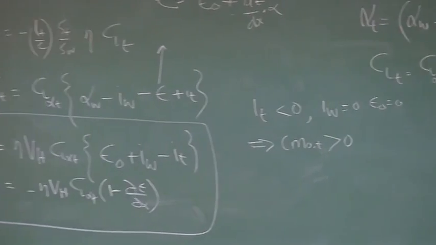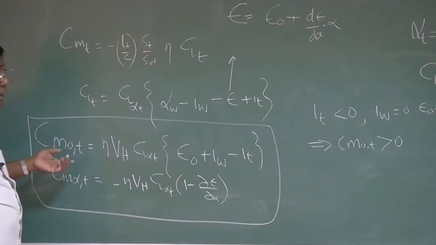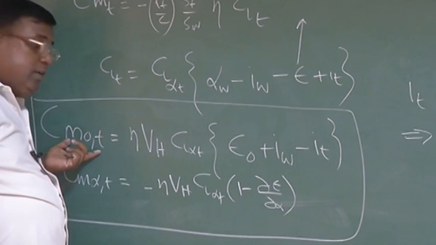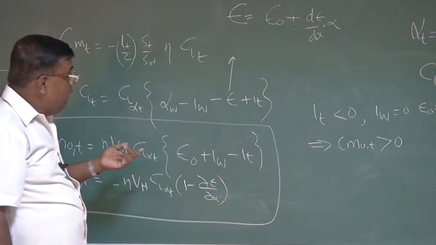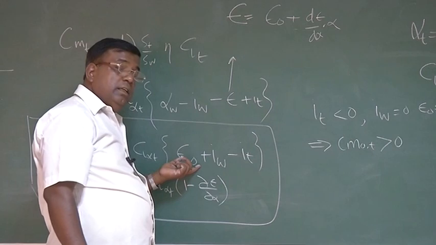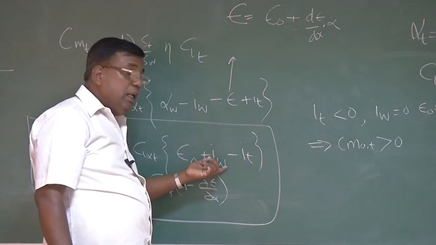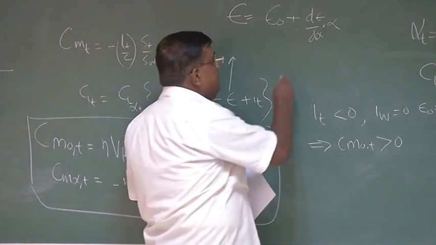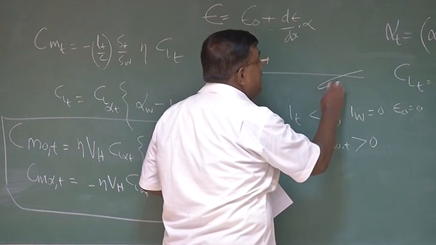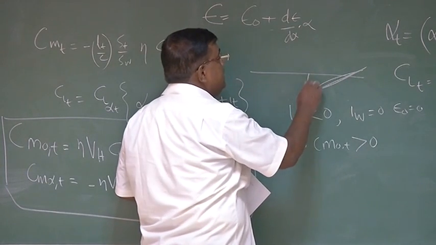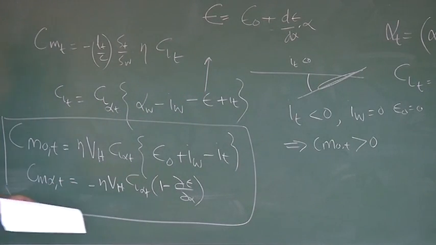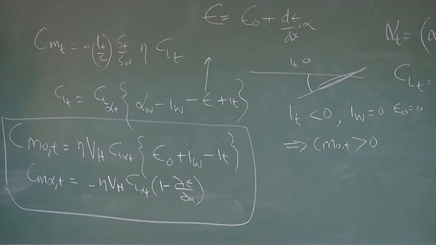So I repeat, the CM naught tail expression we are seeing. This observation is very precise for a designer. I am looking for getting a CM naught contribution from the tail. I know that even if the wing is symmetric, if I don't put a setting angle, I can get a positive CM naught by making IT negative. IT negative means if this is the fuselage reference line, I will be setting the horizontal tail like this. This is IT less than 0. Typically, this value will be around 2 to 5 degrees in aircraft. So one of the major contributions that comes from the tail is in terms of CM naught.